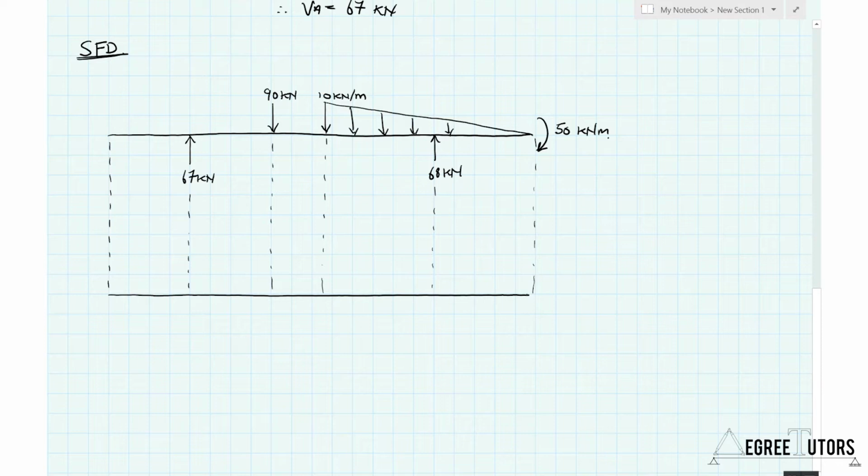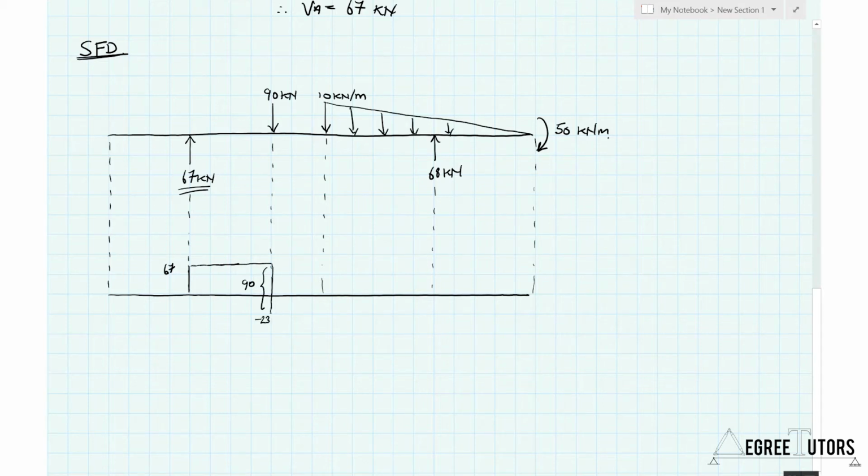Okay, so what we're going to do now is, from left to right, follow the loads across the structure. The shear force diagram will increase up to a value of 67 kilonewtons, and that's due to this reaction here. Now there's nothing happening on the structure as we move towards the right, so the shear force stays constant, until we hit this point load of 90 kilonewtons. That's going to cause the shear force diagram to drop down a total value of 90, and that's going to bring it down to minus 23.